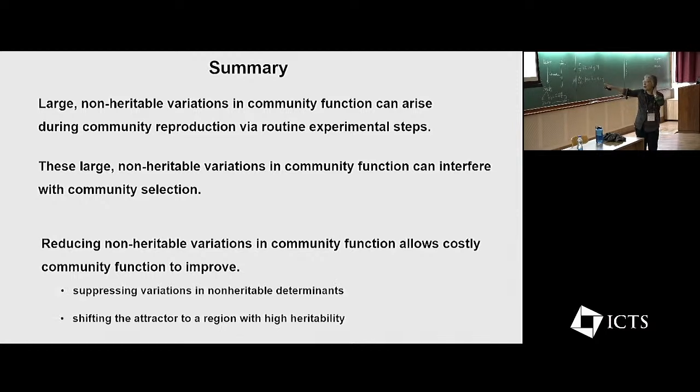And we talked about the two strategies. One is suppressing variations in non-heritable determinants, for example, in cell pipetting, you do sorting, but that's very expensive, or reduce measurement noise. Or you can shift the attractor to a region with higher heritability, like the landscape at which your heritability is high rather than low.